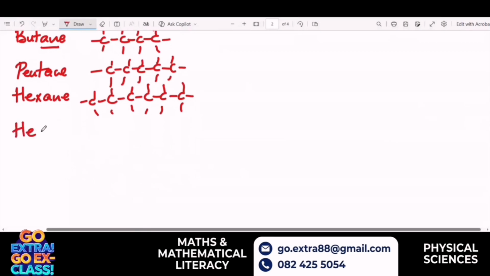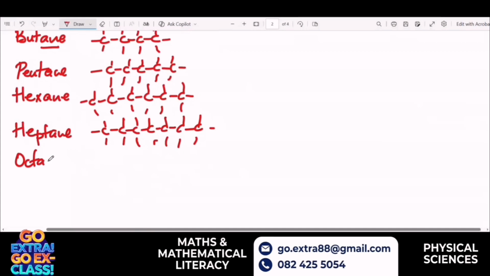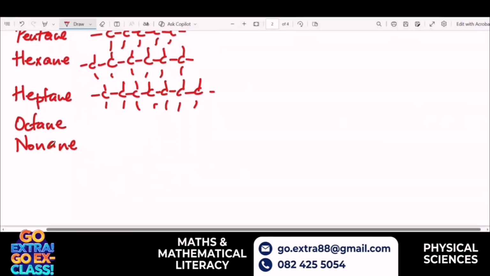We also have heptane. That is number 7, heptane. So it has 7 carbons, and still has 4 covalent bonds around each. I'm just trying to write this as quickly as possible so that we don't waste time. But also we have octane. Octane is going to be number 8. And then we have nonane, number 9.